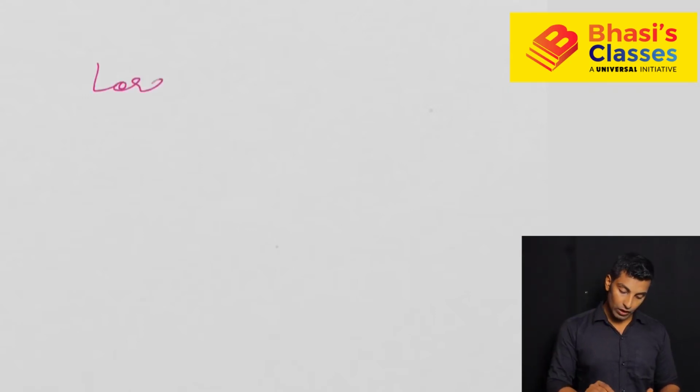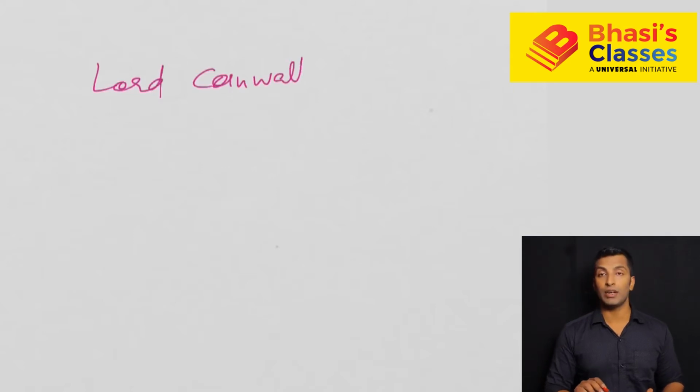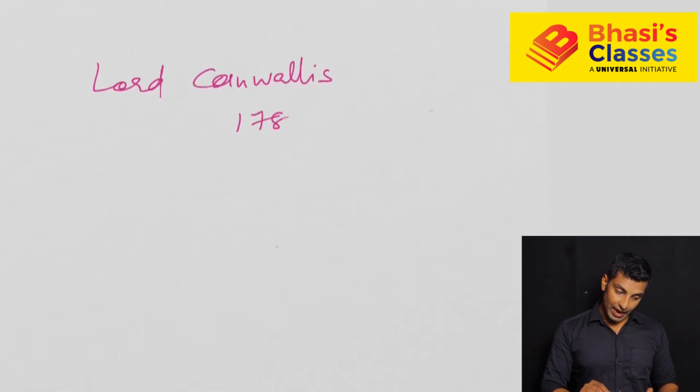We have discussed other important aspects of Lord Warren Hastings. So in this session, we are going to look at Lord Cornwallis. Very important Governor General. So he was the second Governor General after Warren Hastings, Lord Cornwallis, from 1786 to 1793.